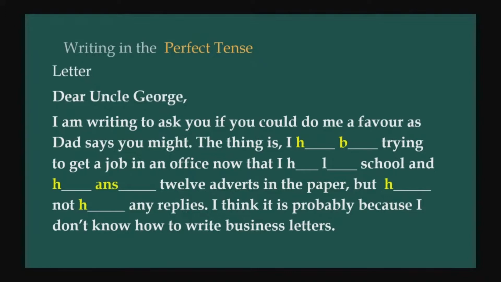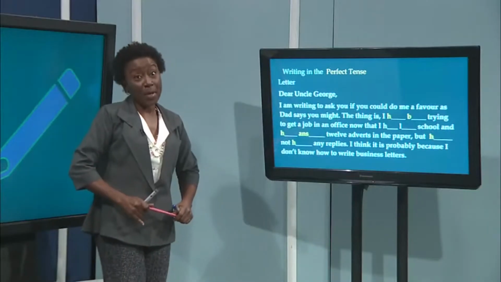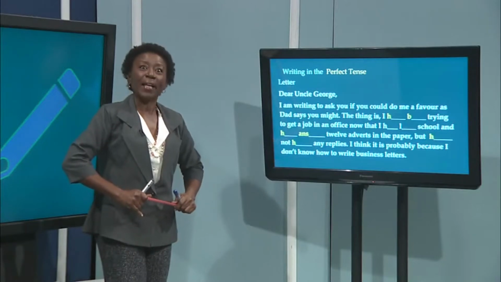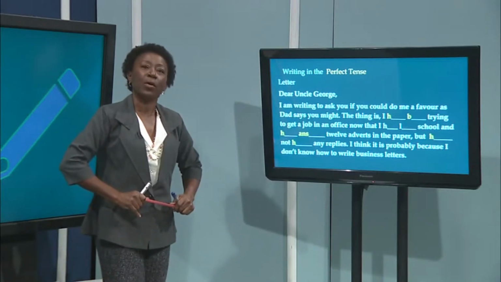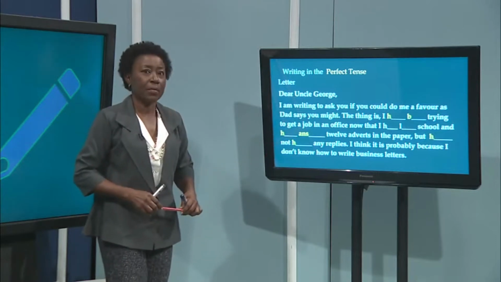Okay, let's see how we could figure this out now. The subject is I. And what did I say? It should be has or have. Have, because in English grammar, I and you are exceptions to the rule. They take, in this case, have.